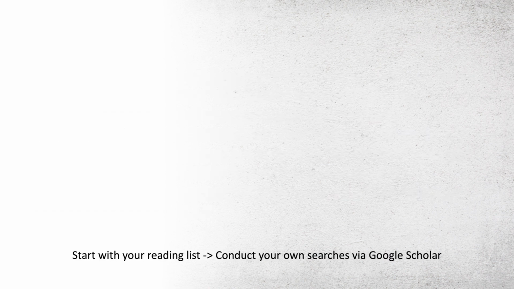Academic reading then. We start with our reading list. The core readings will probably need to be included in the report. There'll also be some maybe further reading on there that you might want to have a look at to illuminate your ideas a little further. And then you can conduct your own searches via Google Scholar using the Boolean search terms you've just established. Then it's important to critically analyse these sources.